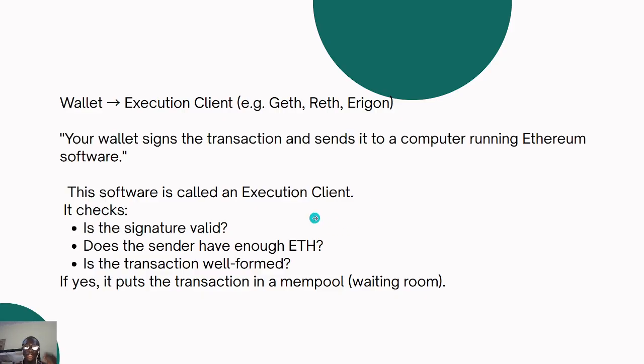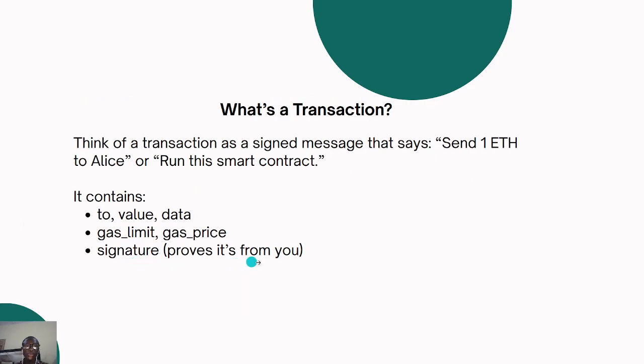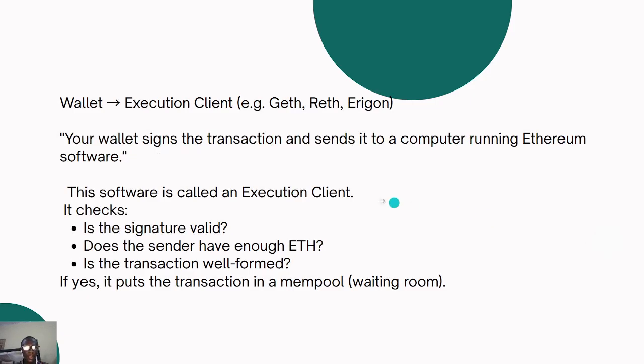Now, what does this execution client do? It's important you know this. The first thing it does is check the signature validation. This person who is signing this transaction, is he the real owner of this wallet? Signature proves it is from you, right? And then the next thing it does is check, does the sender have enough ETH? Alice cannot send 1 ETH when all the ETH in her wallet is 0.2.